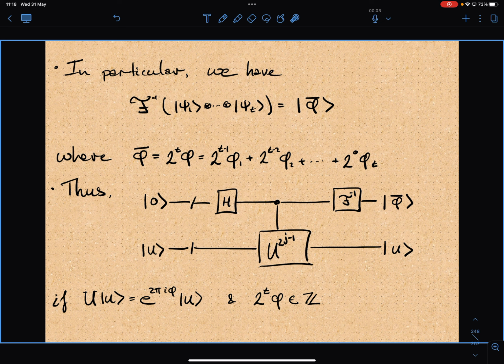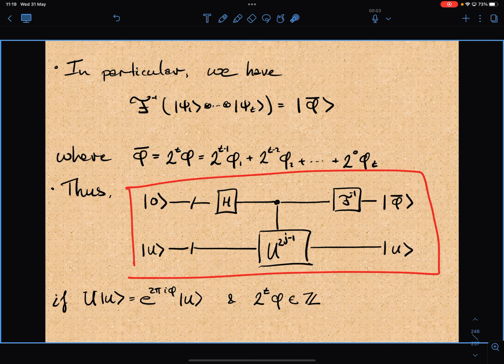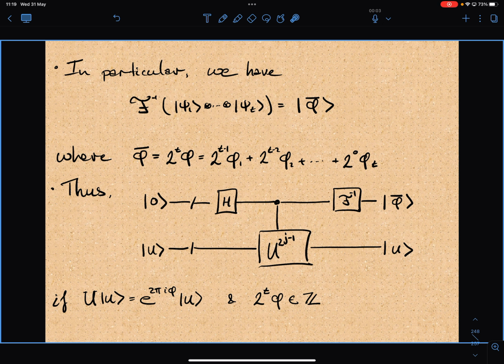Where phi bar was 2 to the t phi, and phi had the terminating expansion. And so this way, using the circuit here, this is the diagram, the cartoon for the circuit. We can do this, and here there's going to be t qubits. And then we have our eigenvector.